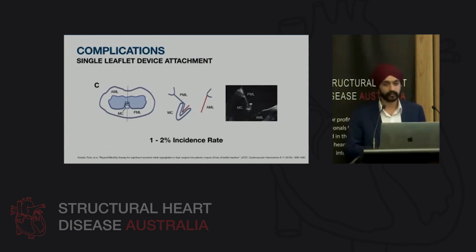The incidence rate of this varies from about 1 to 4% in the early days. Now it's probably about 1 to 2%. And so what single leaflet device attachment is, is when you grasp both the leaflets and then you close the clip, one of those leaflets can essentially come out and you've just got a clip on one leaflet. So functionally, it's not doing anything. It hasn't brought the valves together, but now you've got this leaflet that's sitting there and flapping along. So here in this example, you can see it sitting on the posterior mitral valve leaflet and it's not connected to the AML at all.